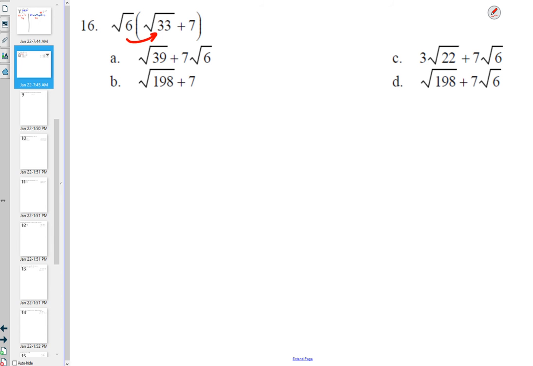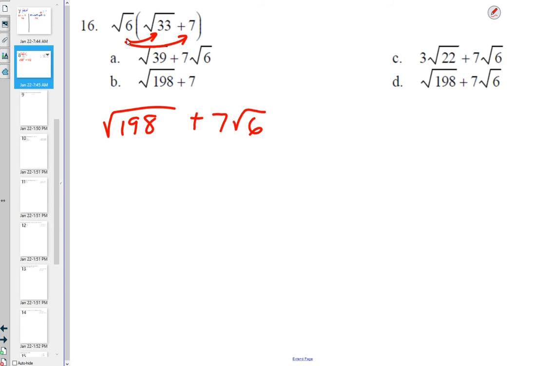Distribute like the cool kids do. Both of those numbers are on the inside, so you get square root of 198. Calculator can take care of that for you. The second number, you distribute, one's inside, one's outside, so that just stays 7 square root of 6. Can I add those two radicals right now? Unless your name is Emma, because Emma can do whatever she wants, but nobody else can.